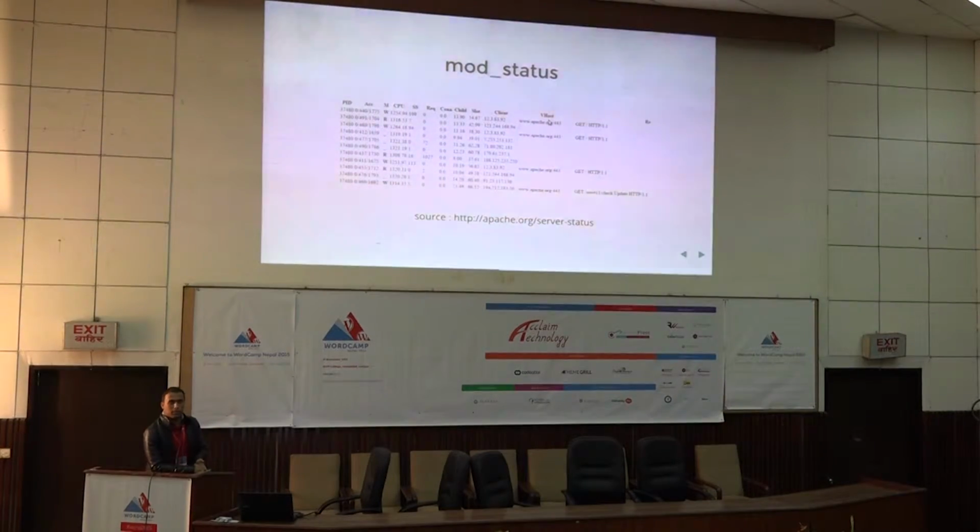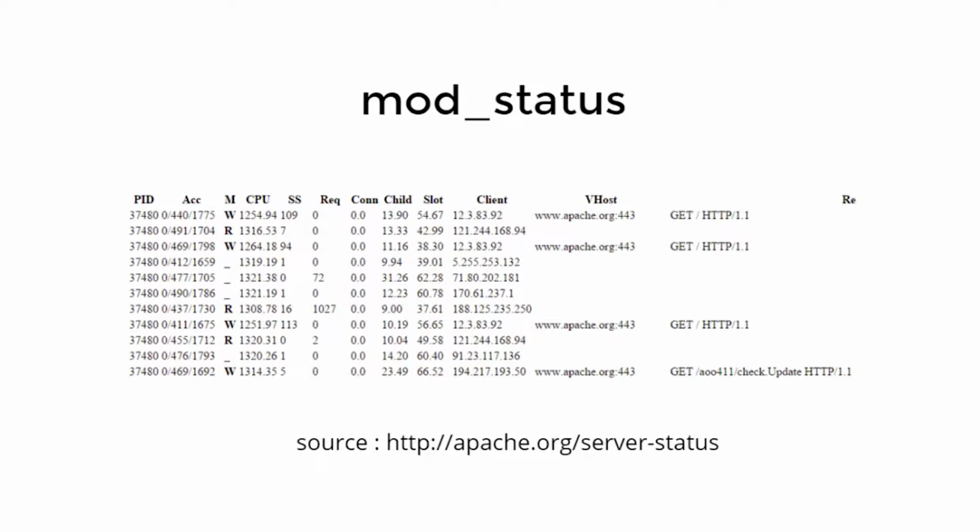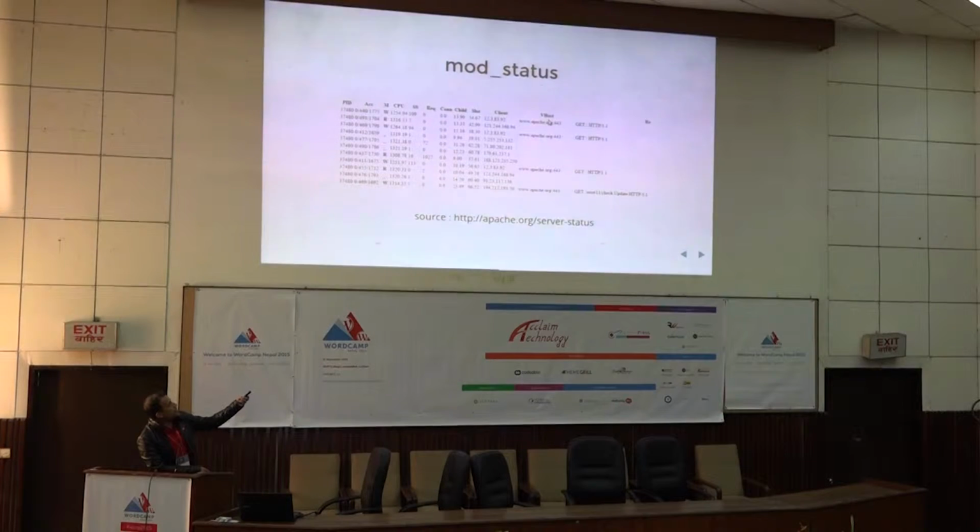Okay, there is another thing which I mentioned, mod_status. mod_status is an Apache module, and when you install mod_status, you will get the server-status area for your diagnosis. This is an example I took from Apache.org, and you can see that for every HTTP GET request, you can find the process ID from here.